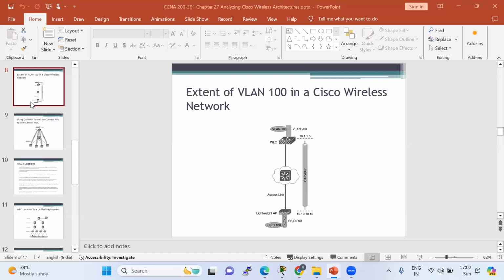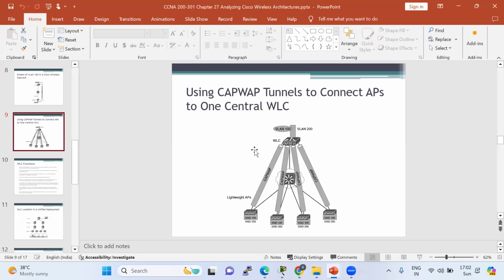Hey guys, in the last session we understood the different modes of the AP. What is an autonomous AP? What is a lightweight access point that connects to the WLC? How is the CAPWAP tunnel created? And how does communication happen from any AP to any WLC? We also understood why it is required: in an autonomous AP we do not require any WLC, so the CAPWAP tunnel is not required.